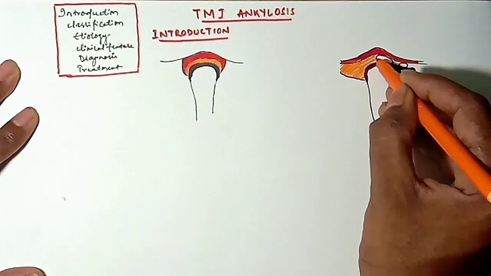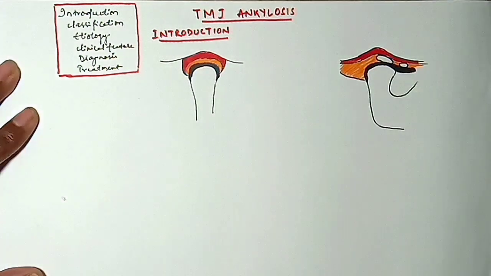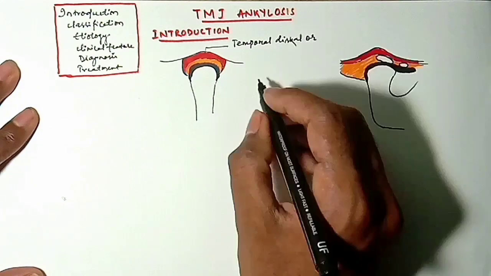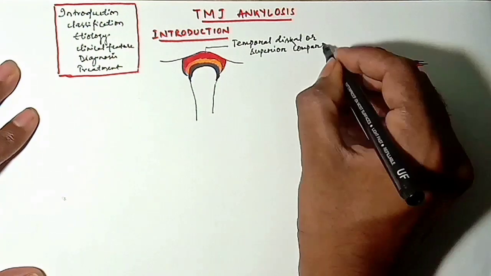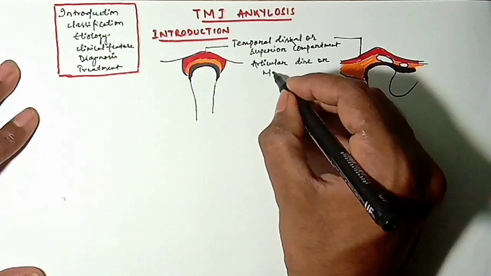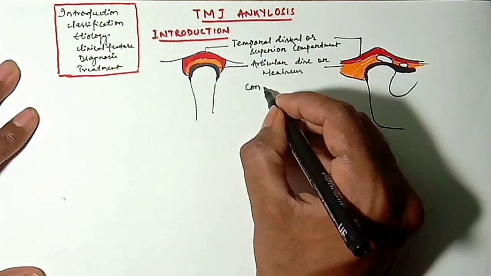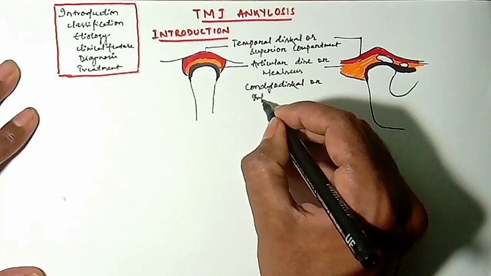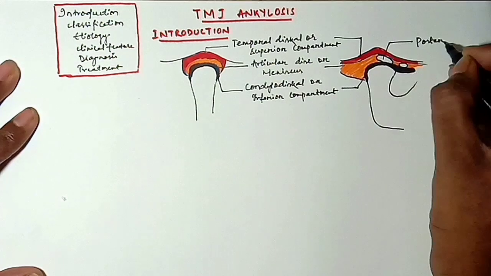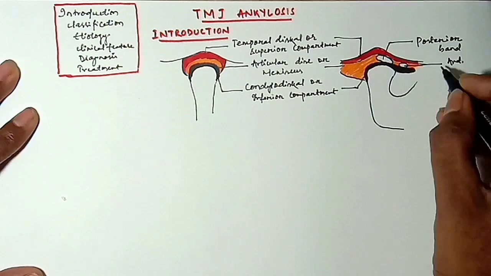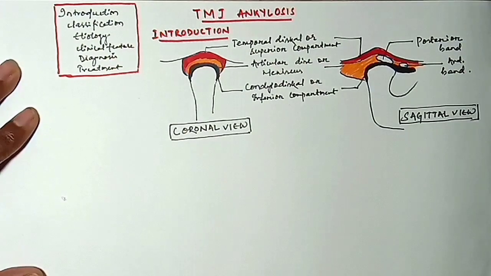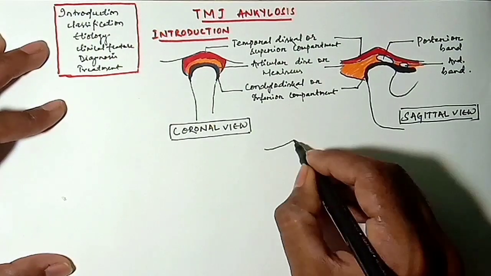The upper compartment is known as the temporal compartment, the middle one is known as the articular disc or meniscus, and the lower one, which is nearer to the condylar head, is known as the condylodiscal or inferior compartment. The articular disc has two bands, the posterior band and the anterior band. So here we are done with the normal anatomy of the TMJ in both coronal and sagittal view. Now let's take a look at the ankylosed TMJ.